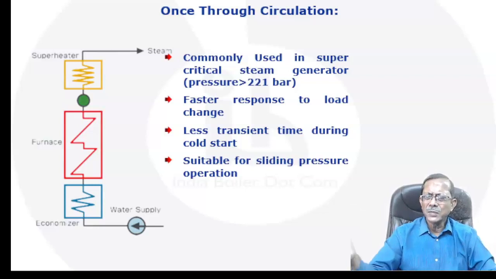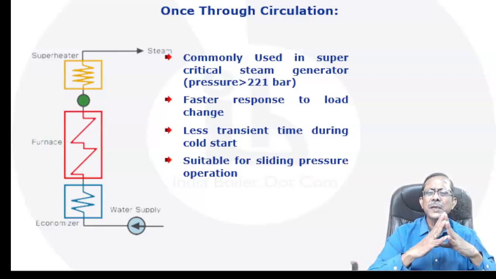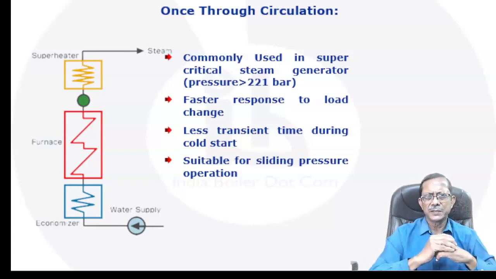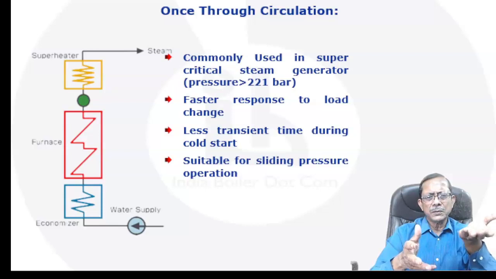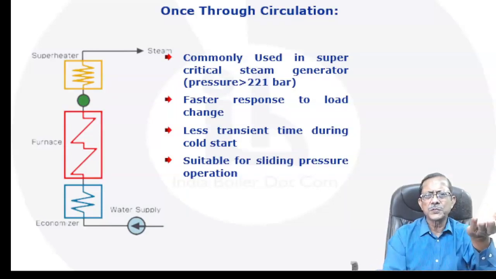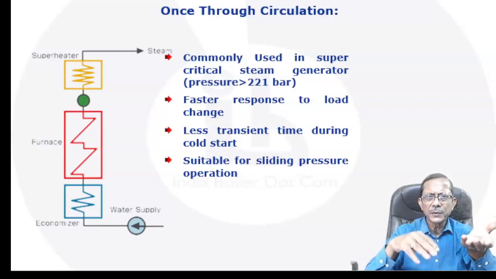Nowadays, even all the 500 megawatt units are working at sliding pressure mode. Most of the 500 megawatt units. But with the sliding pressure mode, the pressure also changes, right? Now, when the pressure changes, the steam, where it is forming and what part of the evaporator is forming, that might also shift, right?